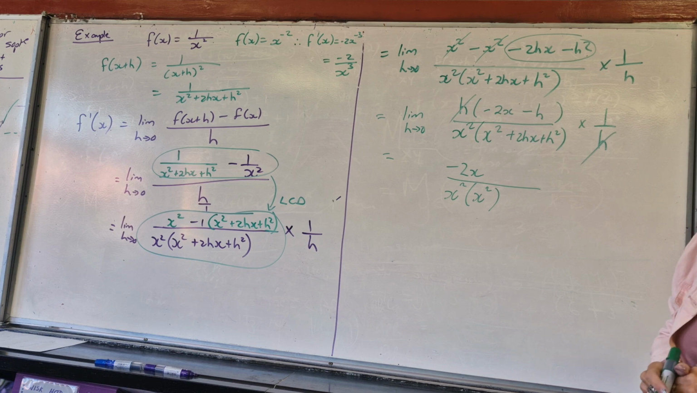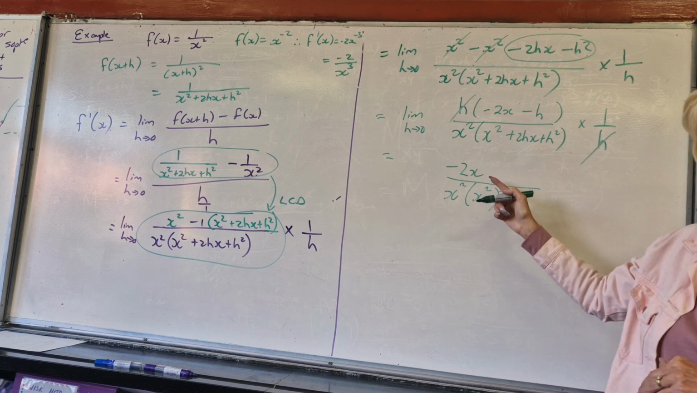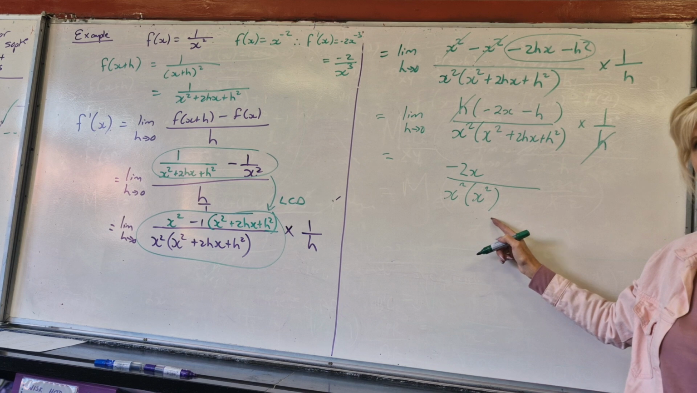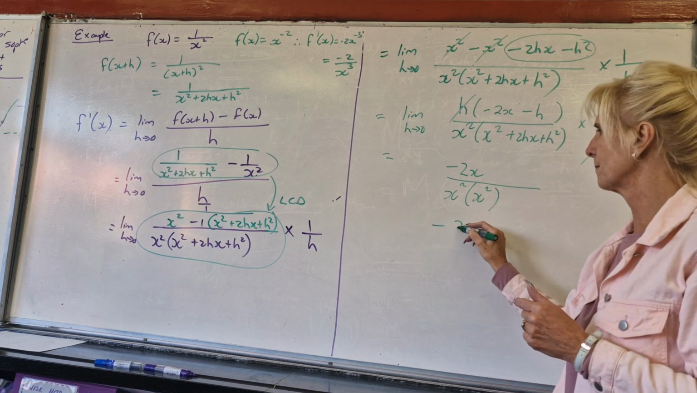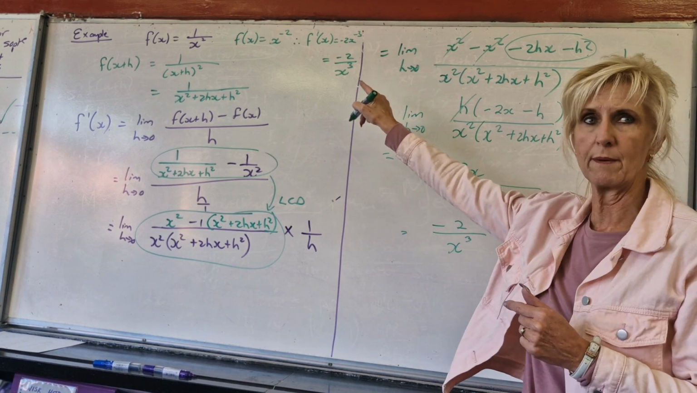Is that the answer though? No. Not quite. I just have to simplify a little bit. How? Because when you time, you add exponents, x to the 4. When you divide, you subtract. So what's going to be your answer? Which we knew was coming.